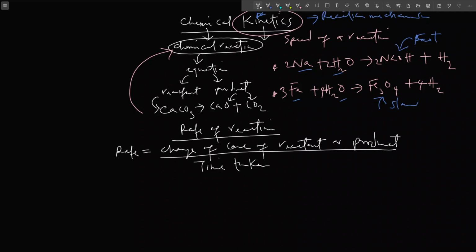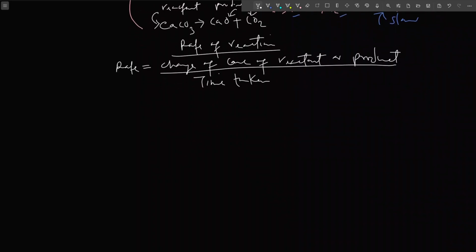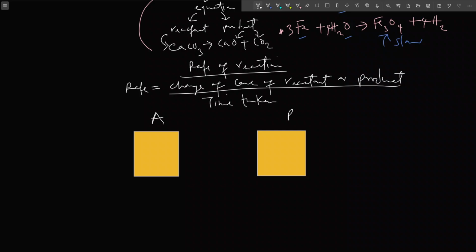Okay, let me give you a simple idea of what I'm trying to talk about. Let's look at two boxes representing A, and this is representing B. So this is a simple hypothetical reaction, A to give B. So A is the reactant and B is the product. Let me assume that this box has a volume of, let's say, 1 liter. Same as this box, also with the same volume of 1 liter.